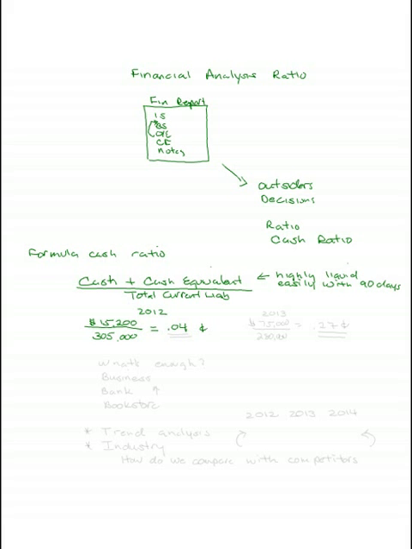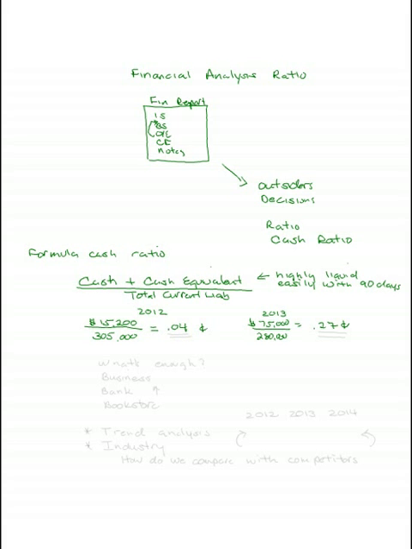Further, let's say that's at 2012. Let's say in 2013, it had changed a little bit. They had $75,000 worth of cash and $280,000 worth of current liabilities. What is their cash ratio now? The answer is 27 cents. For every dollar in current liabilities, they have 27 cents in cash.